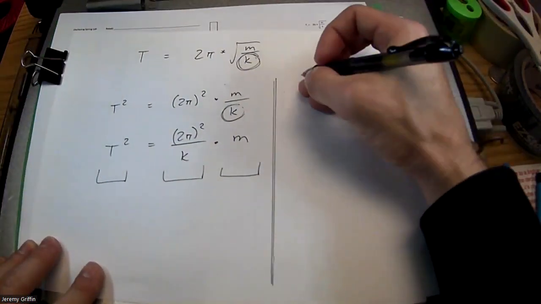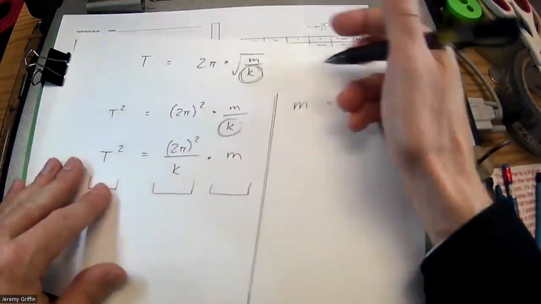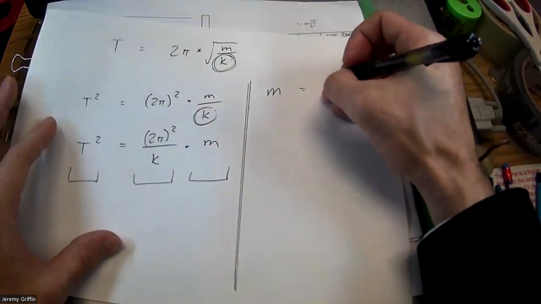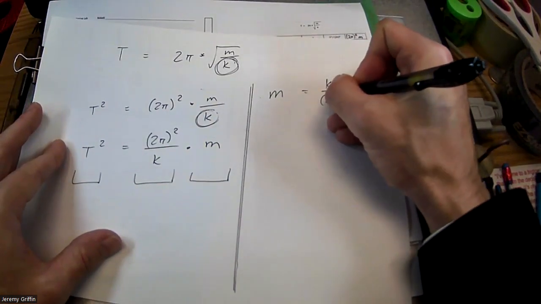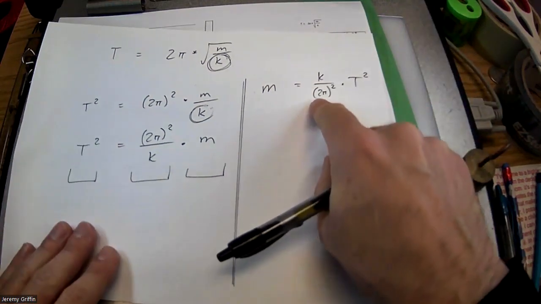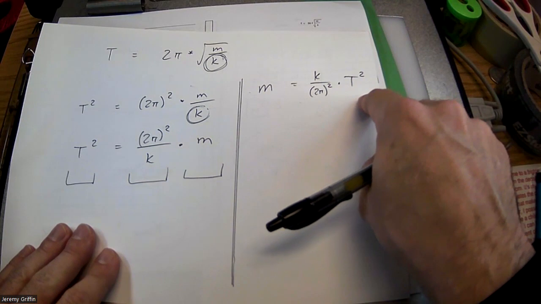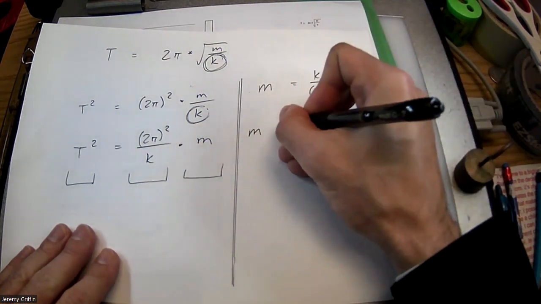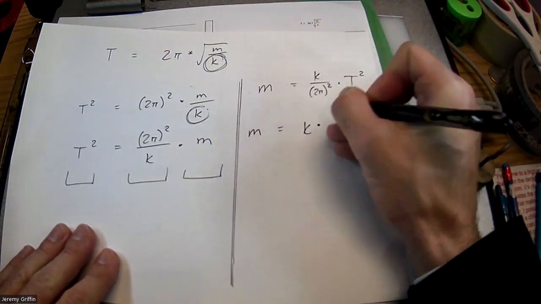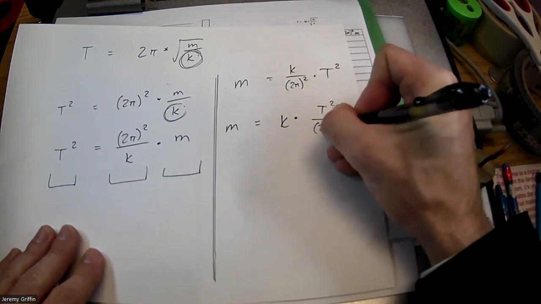Let's start from scratch over here. I'm going to go m equals, and then take this guy, dunk it upside down over here. Could be k divided by 2 pi quantity squared times the time period squared. And then, how about this? Could I take the 2 pi quantity squared, slide it underneath the time period squared, and go mass is equal to k multiplied by T squared on 2 pi quantity squared, like that.